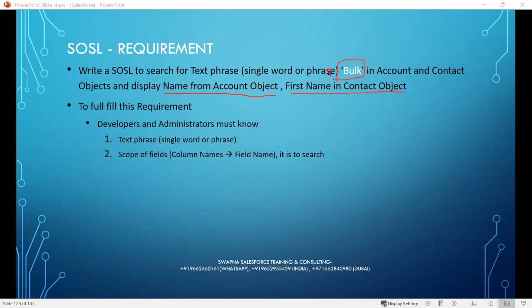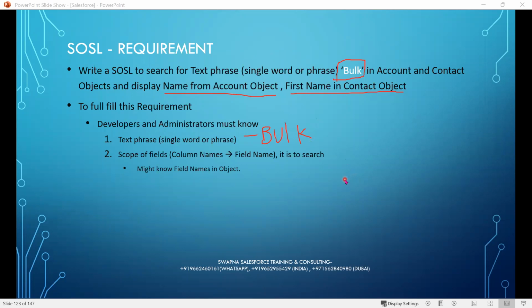Did they mention the scope of fields in the requirement? Is it mentioned anywhere or not? In the requirement, the scope of fields is nothing but whatever the keyword is here. So here the text phrase is bulk. Now the second thing is the scope of fields: to search, where to search, on which fields it needs to be searched. So there are two things.